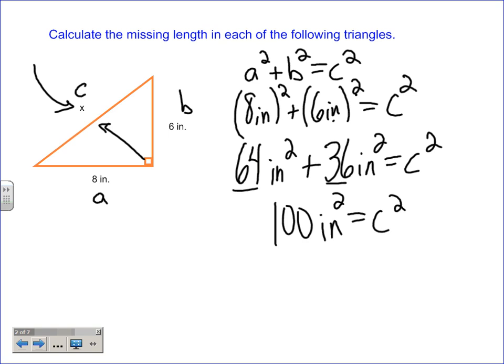Agreed? Well, in this problem, I don't want to know what C squared is. I want to know what just C is. Again, for us, C is like the X up there. That's how we labeled it, right? How do you get rid of a square? What's the reverse or the inverse of squaring something? What is that? Square root. Very good. Okay. Now, it's a square root like this.